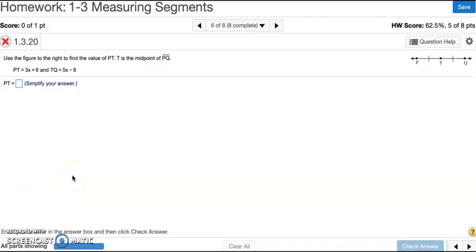Number 6, use the figure to the right to find the value of PT. T is the midpoint of PQ. So if T is the midpoint, then that means PT and TQ are the same length. That's what these dashes mean, that they're congruent. So we set 3x plus 6 and 5x minus 8 equal to each other because PT and TQ are equal. So let's do that and solve.